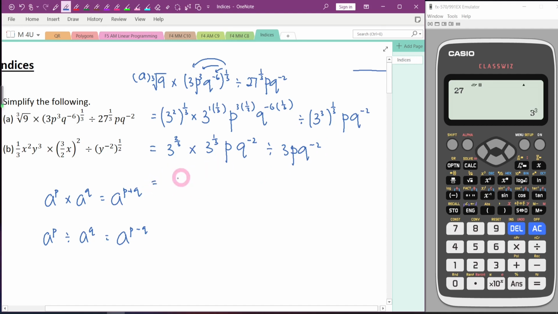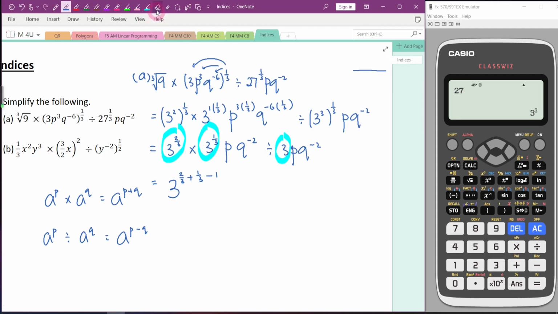Okay, so now I'm going to use these two rules to help me do the simplification here. Focus on this term. Now I'm going to combine them. I'm going to simplify this part first by writing base 3 only. 2 over 3. Multiply, so it will be plus. Divide, it will be minus 1.